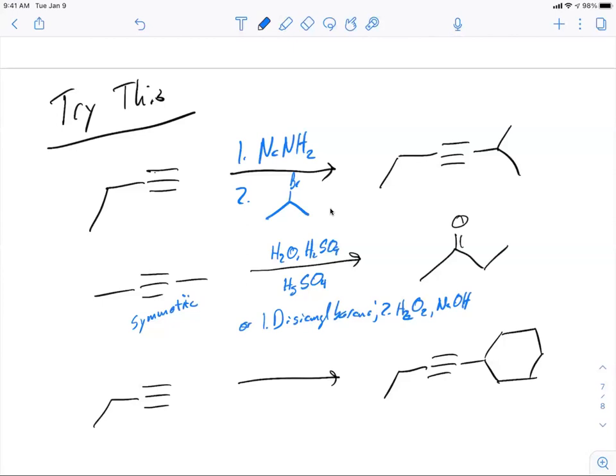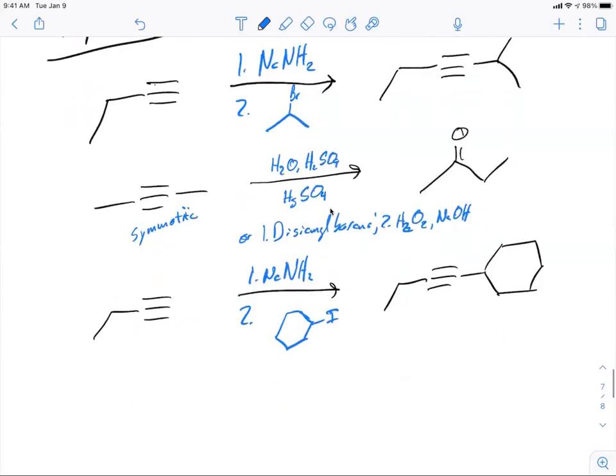with the same product. And the last one here, right, again, we're going to form the acetylide, and we need just to add the R group with a good leaving group to get us to our product.